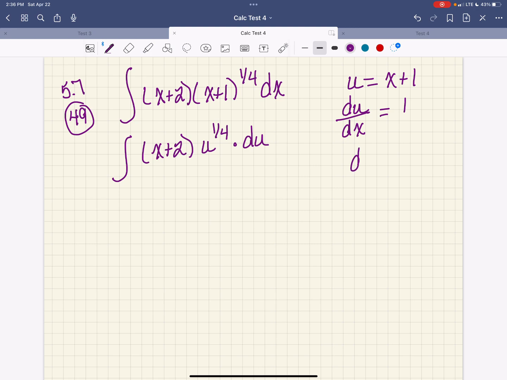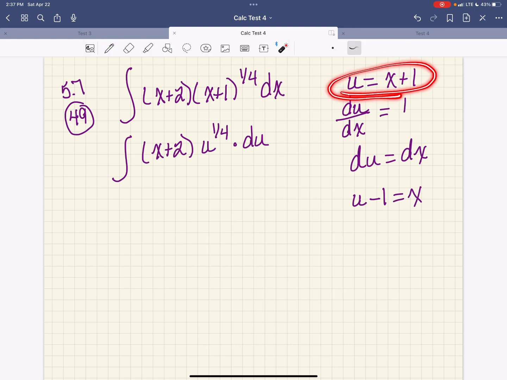Okay, so this would just be du equals dx right here. Now I can't do anything because I've still got an x right here. So I'm going to go back to right here, and I'm going to solve for x. If u equals x plus 1, then u minus 1 is going to equal x. So I just took this value and subtracted 1 to get my x value.